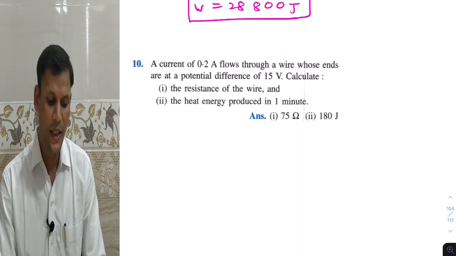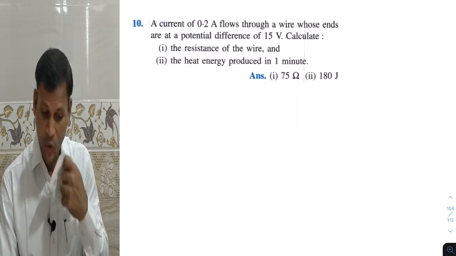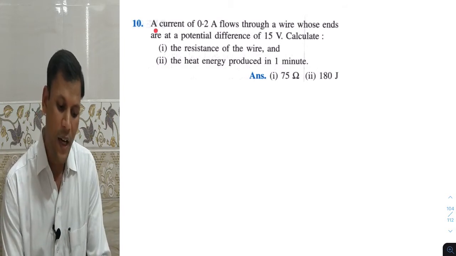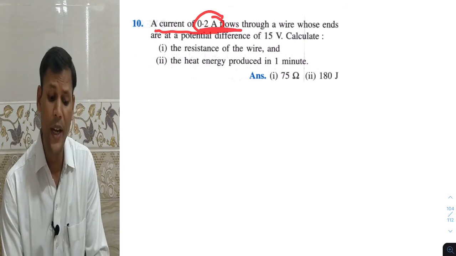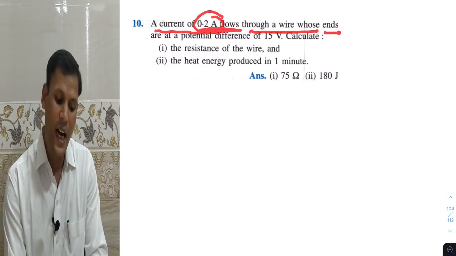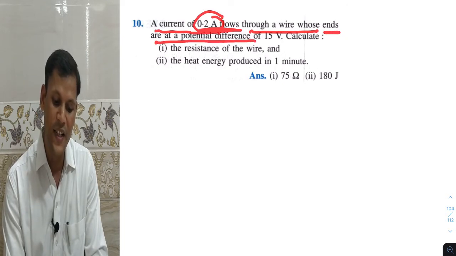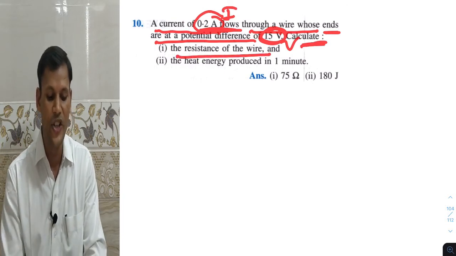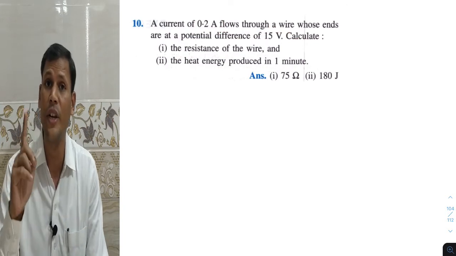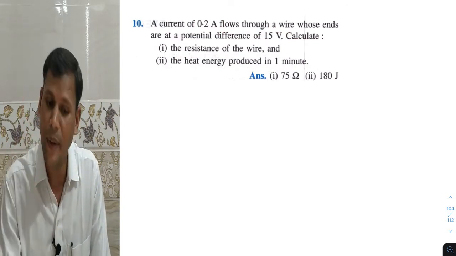Next is question number 10. A current of 0.2 ampere flows through a wire whose ends are at the potential difference of, that is V is given, I is given. Calculate the resistance of the wire and energy produced in 1 minute. Time is also given as 1 minute.